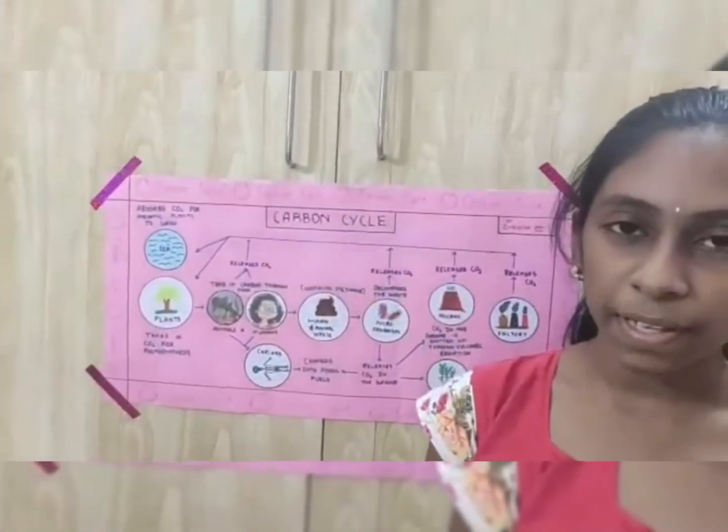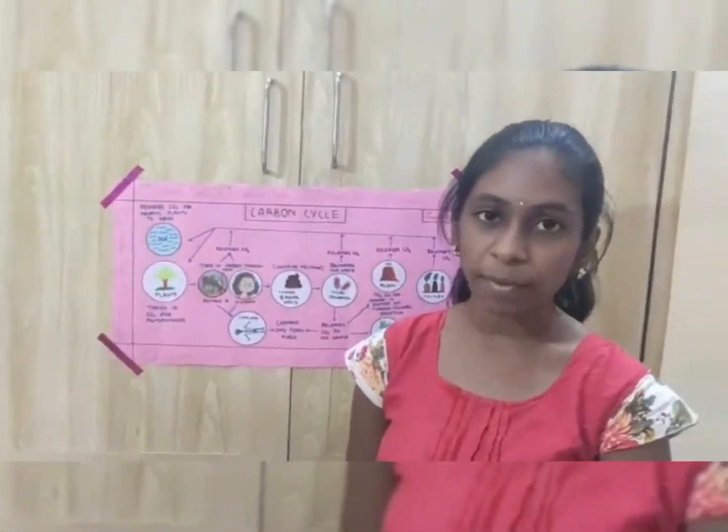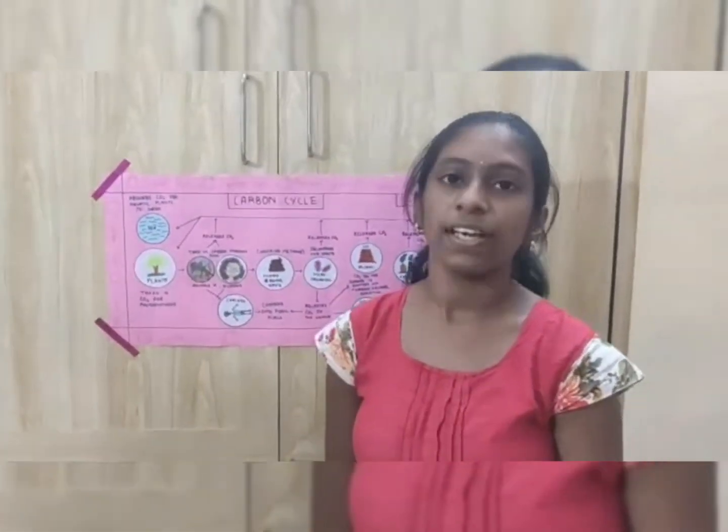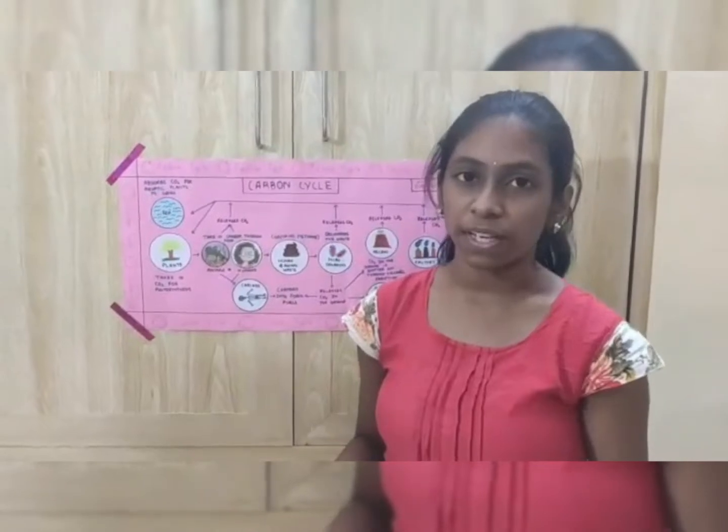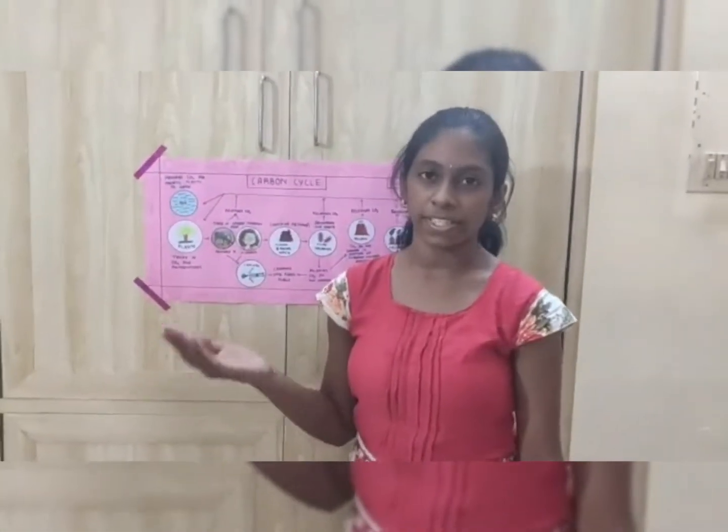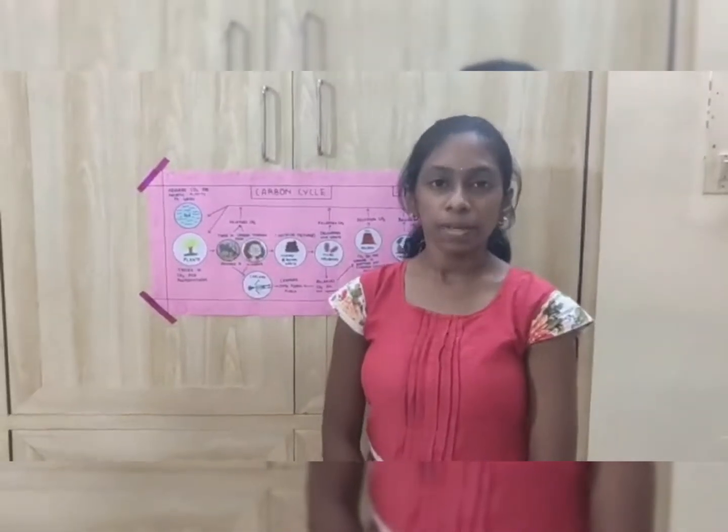Today I will explain to you about the carbon cycle. The carbon cycle is the biochemical cycle by which carbon is exchanged in our biosphere. Carbon is mainly found in two compounds: carbon dioxide, that is CO2, and methane.